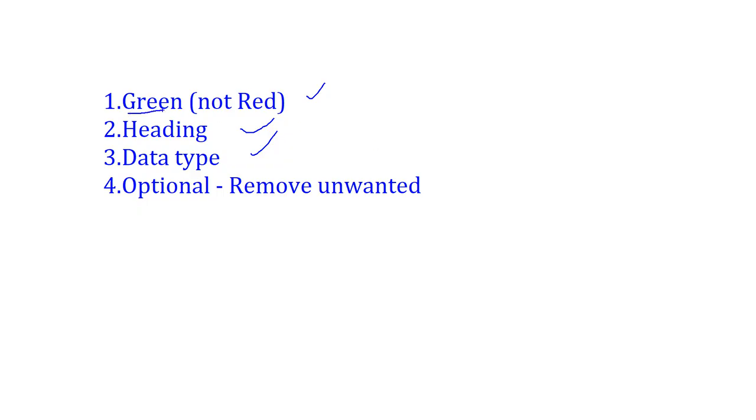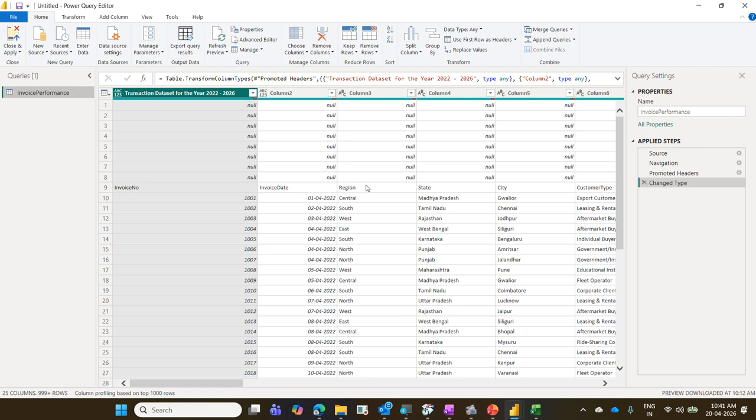So your data should be green. How do I know whether my data is green or not? As I told, there is an option available in Power Query.